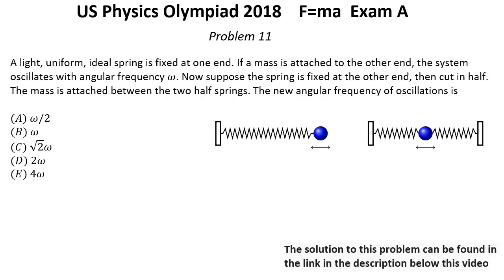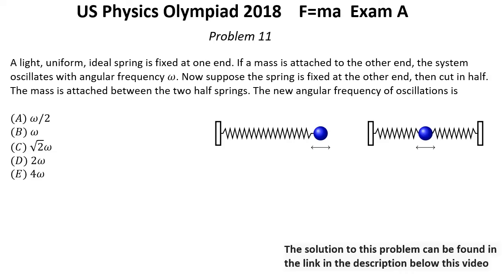Problem number 11. A light uniform ideal spring is fixed at one end. If a mass is attached to the other end, the system oscillates with angular frequency omega. Now suppose the spring is fixed at the other end, then cut in half. The mass is attached between the two half springs. The new angular frequency of oscillations is the next one.